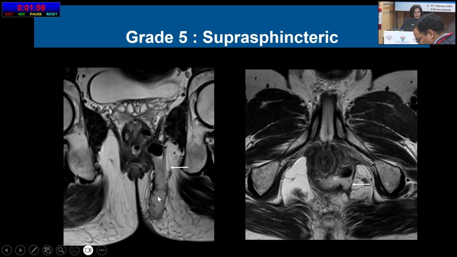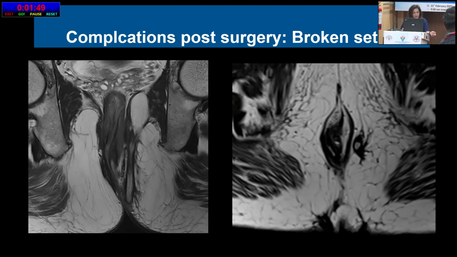If you have the tract going above the level of the sphincter complex and then tracking down into the intersphincteric space, this is suprasphincteric, and this will also be grade 5. MR is also excellent to look at complications, but yes, clinical history is very, very important for us.